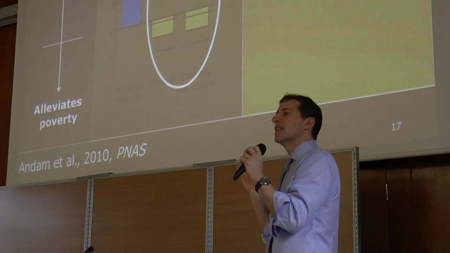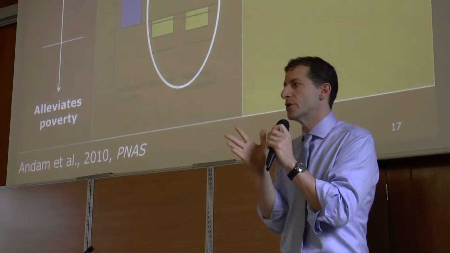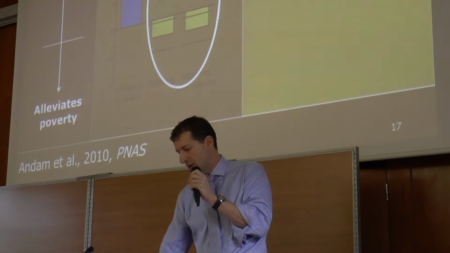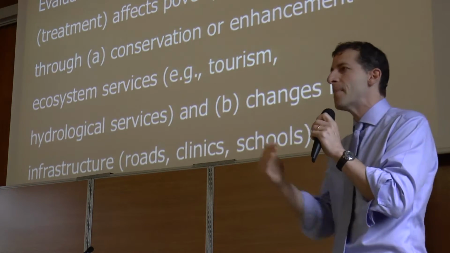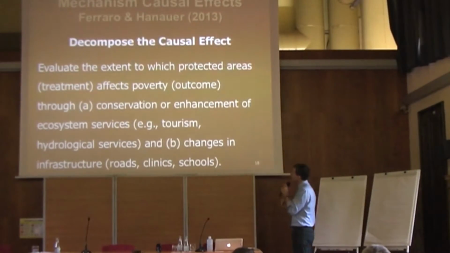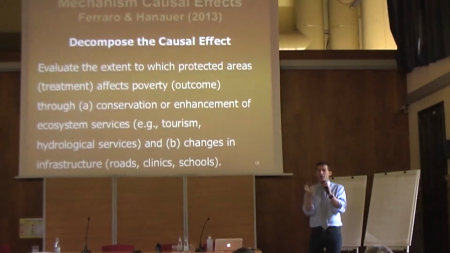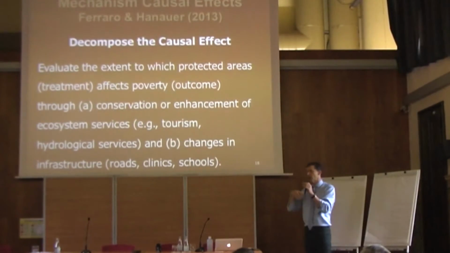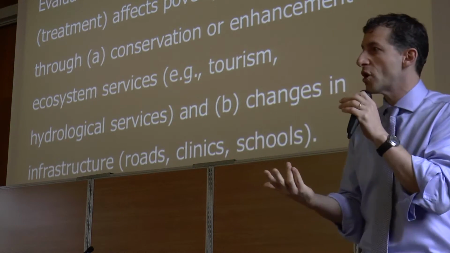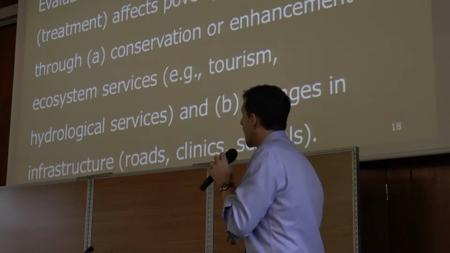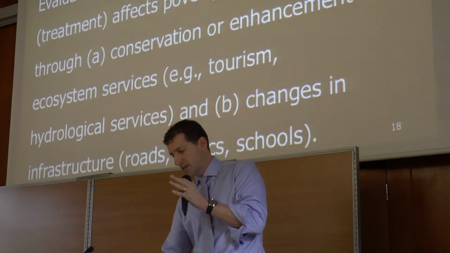And if you believe that result, the next question you might want to ask after you look at heterogeneity is how did poverty get reduced? You might have hypotheses about different mechanisms that come from theory or experience, and you might want to decompose that causal effect into its constituent mechanism effects. Right? And so what we wanted to look at is, out there in practice and theory, you might think of protected areas affecting ecosystem services, it generates tourism, it changes land cover, that might affect ecosystem services. It might also affect infrastructure, change the nature of roads, it might change the nature of schools and clinics. And so we can identify how much of that protected area impact is coming from these different mechanisms.